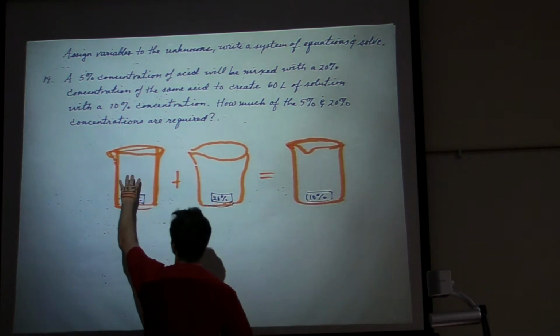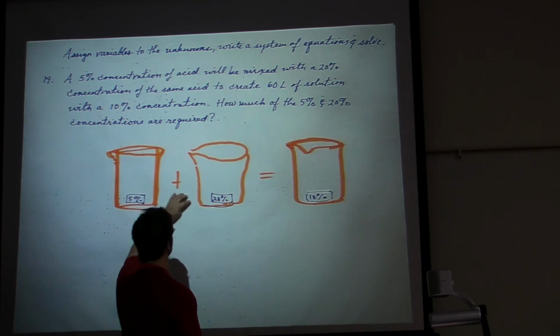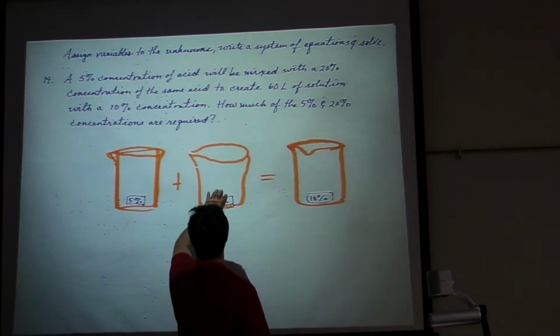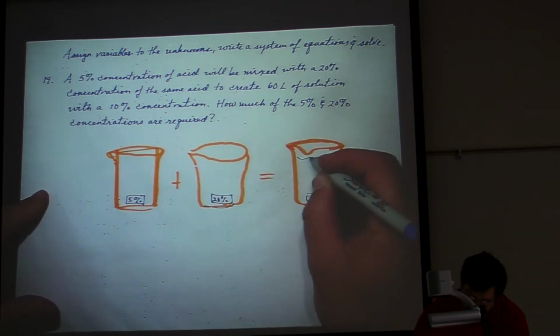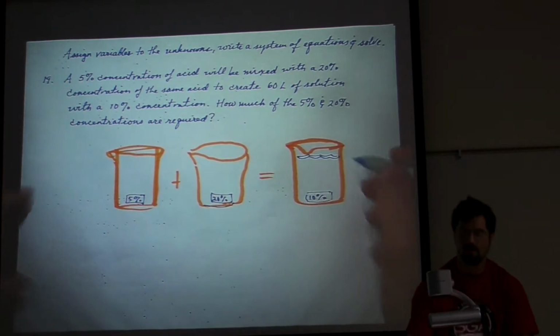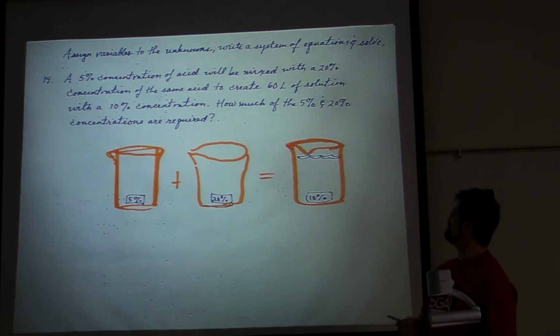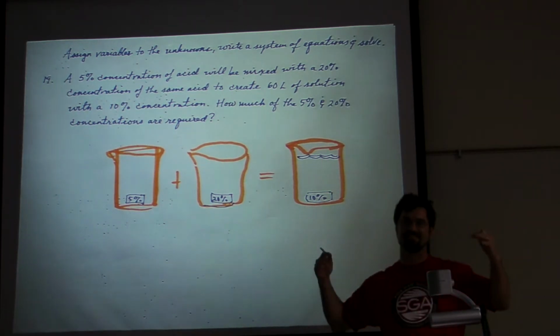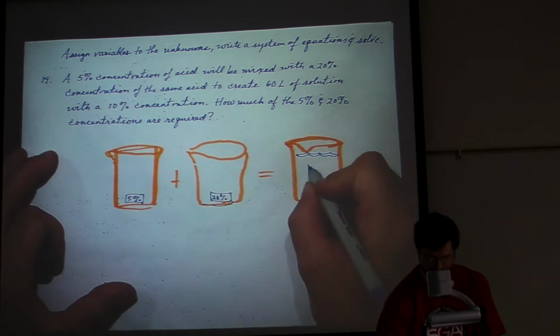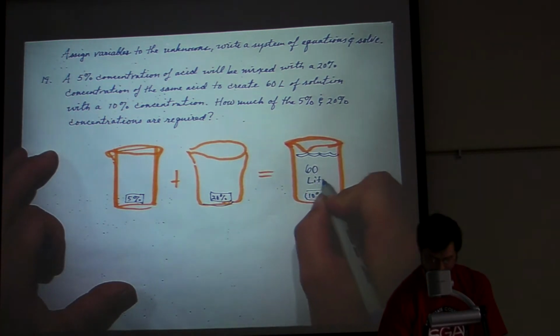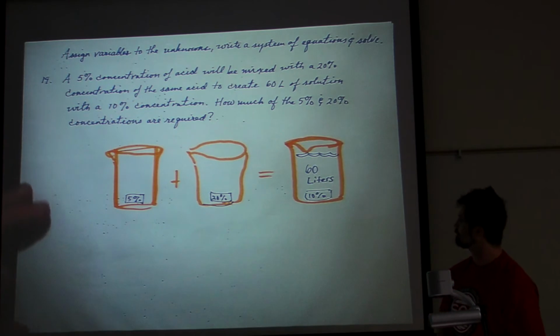Well, inside of here, there's a volume of liquid. Inside of here, there's a volume of liquid, and the final volume we want to end up with is 60 liters. So this would be a humongous beaker. You could swim in this beaker. This thing's huge. So this is more like a vat than it is a beaker, but 60 liters is what we want to end up with.